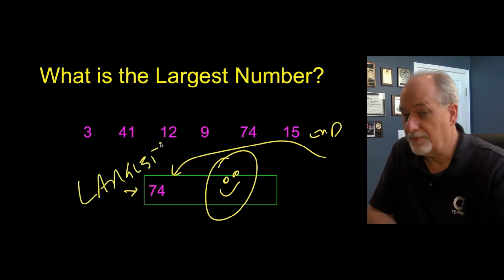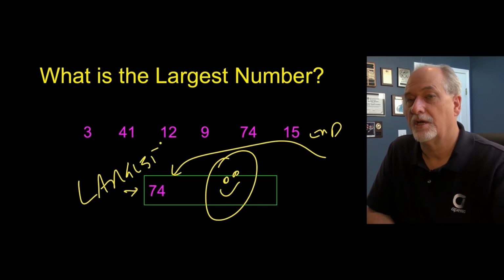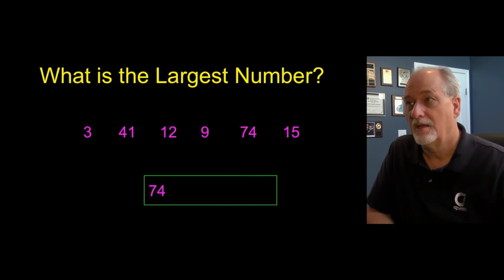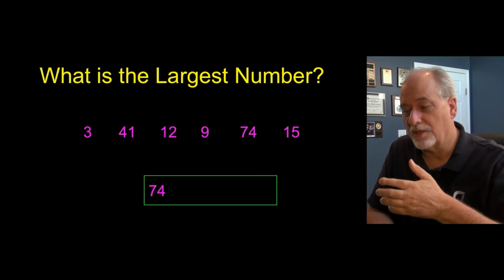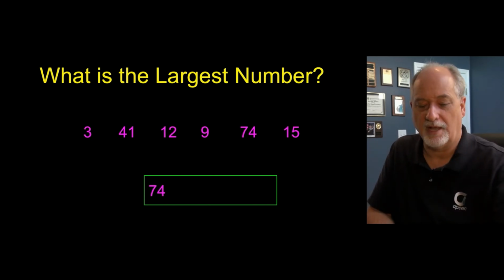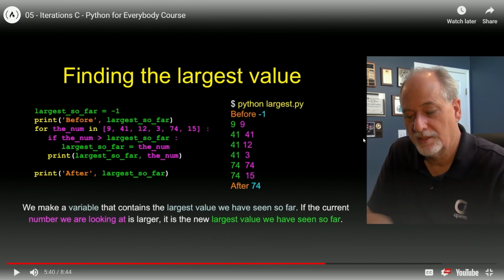So if you look at all the numbers, keeping track of the largest so far, at the end of all the numbers, the largest so far and the largest are the same thing. And so that's how you get this idea of something you're doing during the loop is not really the answer, but by the time the loop is done, you will have the answer. And so here's a bit of code that does this.